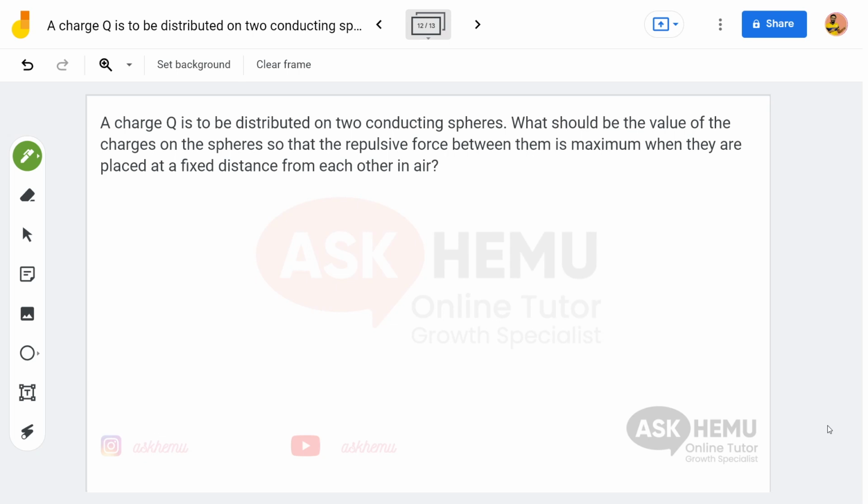Now I don't have to discuss the repulsive force, because since it's the same charge that has to be distributed across the two spheres, definitely the force is going to be repulsive when they are placed at a fixed distance from each other in air.